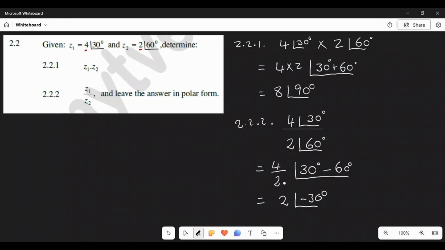Sometimes they do say leave your answer with a positive argument, meaning the angle must be positive. Then that's where you're going to do that. If they don't specify, just leave it like this. The only thing specified here is that they say leave your answer in a polar form. This is polar form, so basically this is your final answer. Guys, this is how you do this one. I hope it was not that difficult.